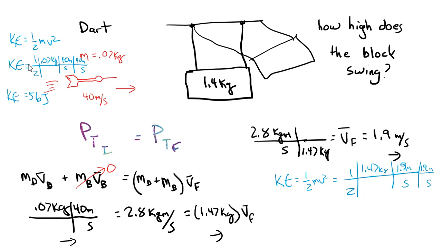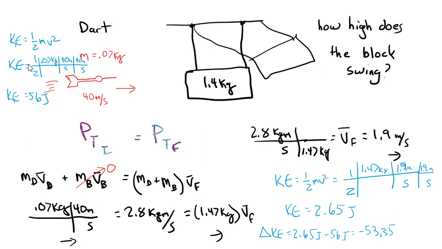So right now I'm just making a point that during the collision, 0.5 times 1.47 times 1.9 times 1.9, there is only 2.65 joules of kinetic energy after the collision, which means 56 minus 2.65, the change in kinetic energy, final minus initial, there was 53.35 joules of kinetic energy lost.